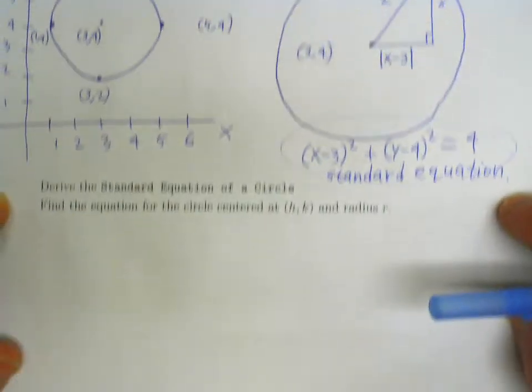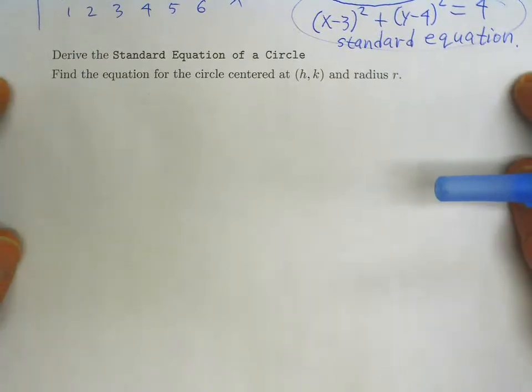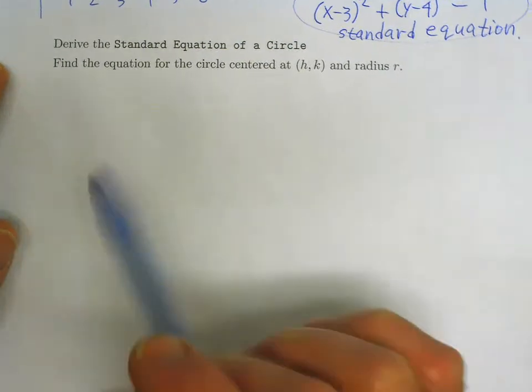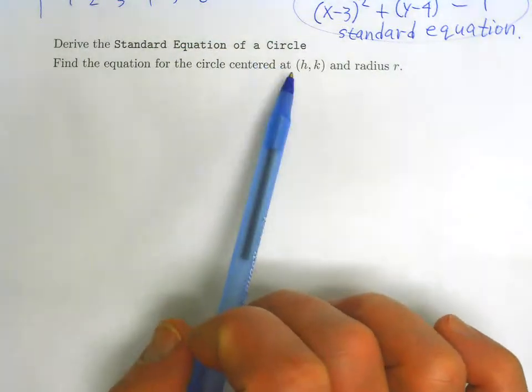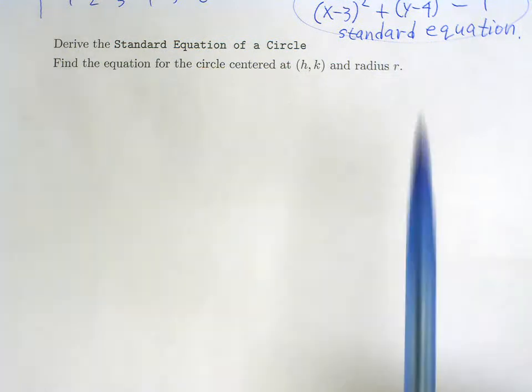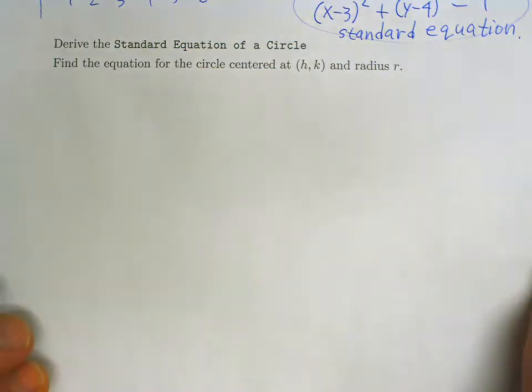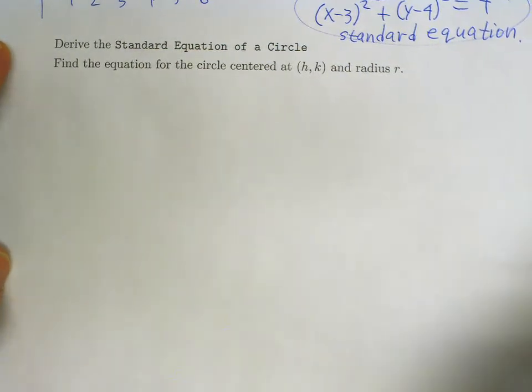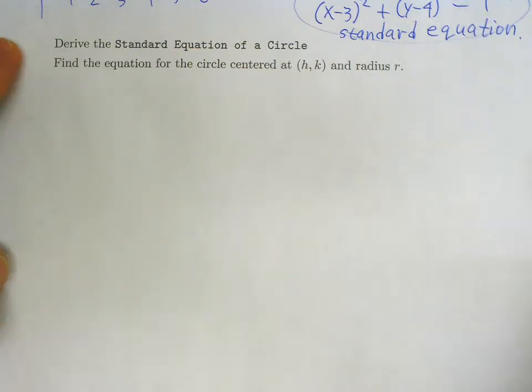Okay, so in the next example, we'll do the general case. We'll derive the standard equation of a circle whose center is the ordered pair (h, k) and whose radius is r. To do this, we'll just mimic what we did above in that example.